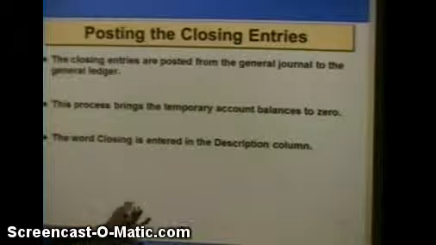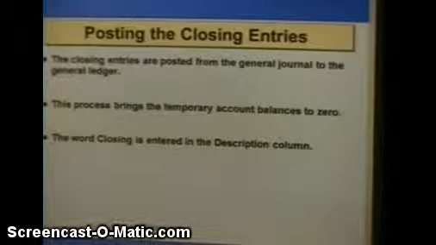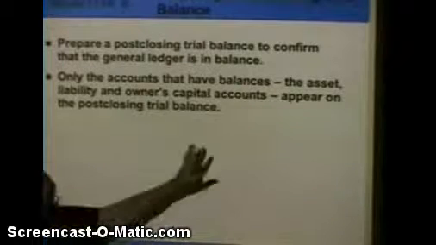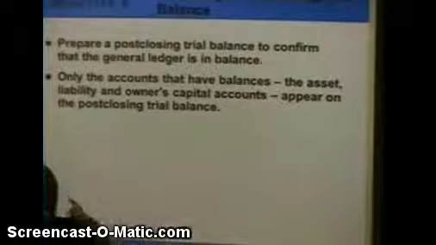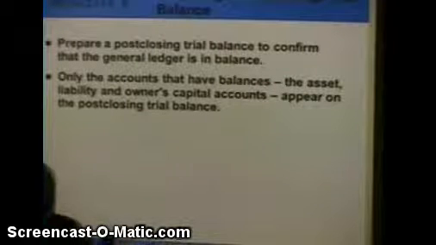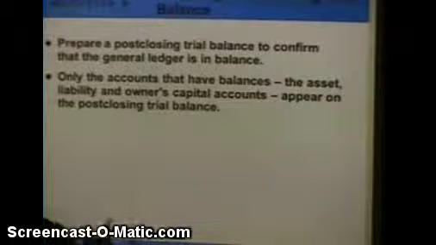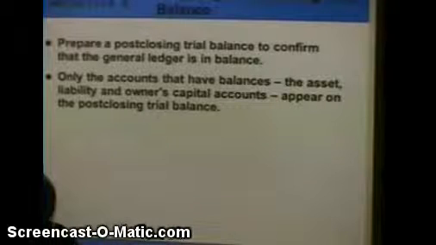And be sure we enter the word closing in the description so that we can recognize very quickly that we have closed them out. Then the last thing we do, just like we did in chapter 6, is to prepare our post-closing trial balance, which means now we should show everything except temporary accounts. The only thing that will have balances will be your permanent accounts or balance sheet accounts.